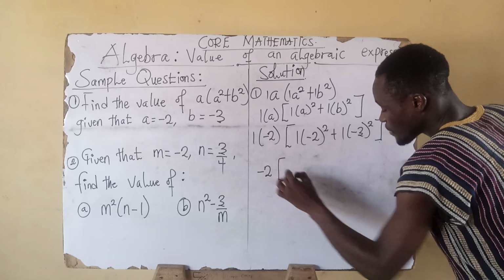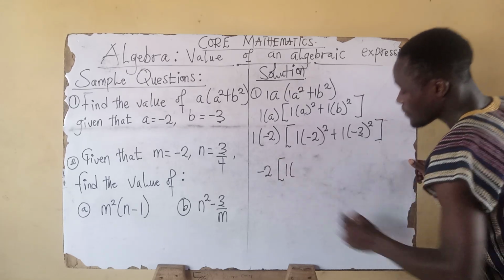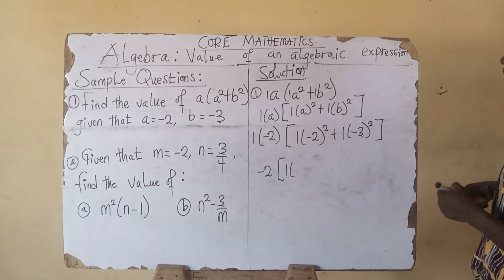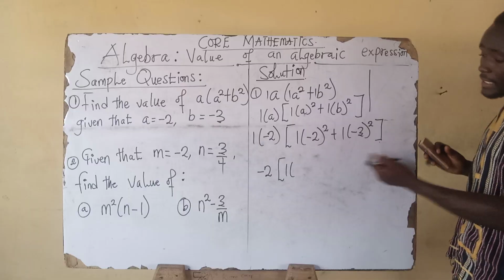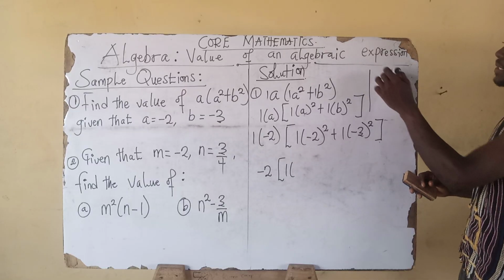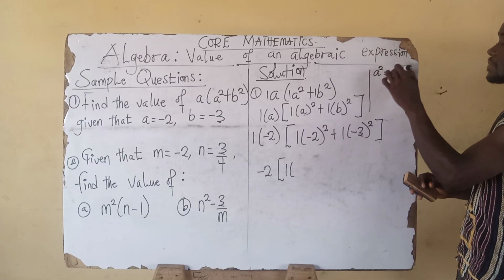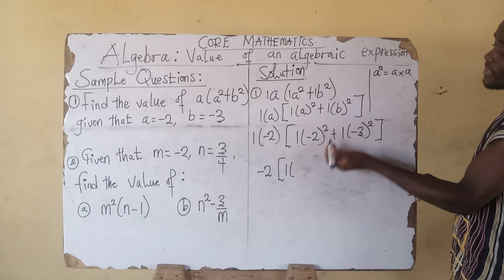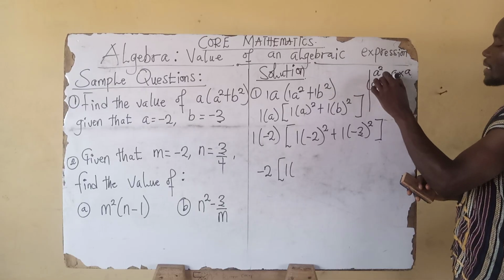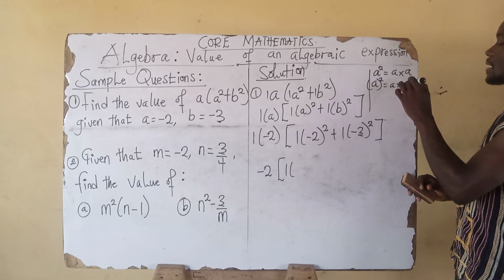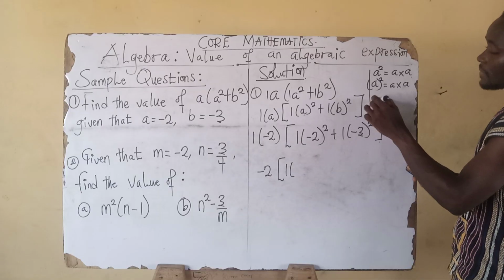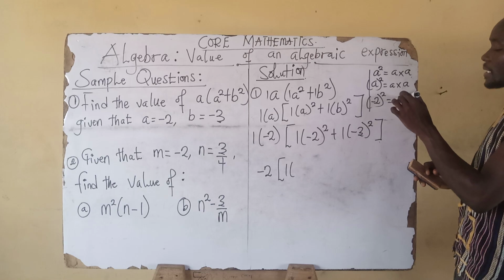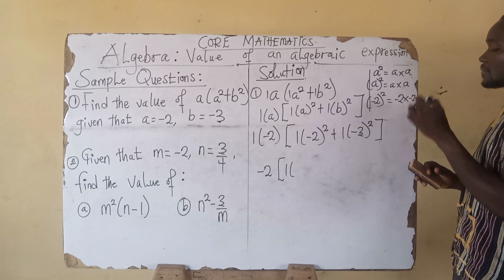I'll open a big bracket. Then I have 1 in a bracket. Now mathematically, let's see what is happening here. Remember, we said that if you have a squared, it is the same as a times what? A. Remember that. In the same manner, if we have a or in a bracket squared, it is the same as a times what? A. So if I have negative 2 all squared, it means I'm going to get what? Negative 2 times negative 2.